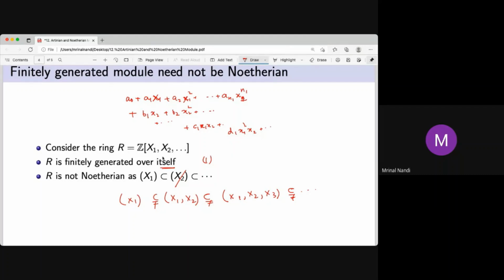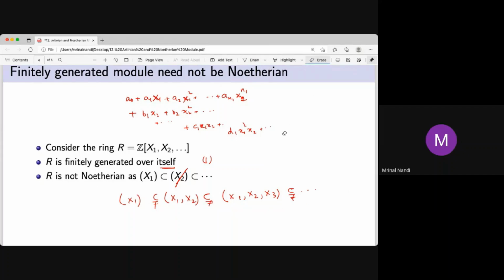We know this is a ring, and that ring is finitely generated over itself, because every ring is a module over itself, and it is finitely generated because it is generated by one. So it is a finitely generated module, but this is not Noetherian. Why is this not Noetherian? There is a mistake here: it is not generated by x2, it is generated by x1, x2, and so on. So take the ideal generated by these variables; the ideals are actually submodules. So these ideals form an ascending chain of submodules, or sub-ideals, which is not stationary. So the ascending chain condition doesn't hold. That's why it is not Noetherian.